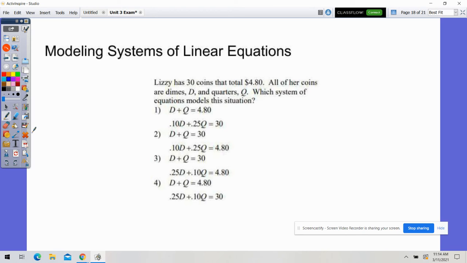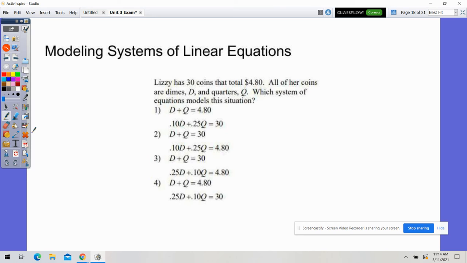Now we're getting on to modeling systems of linear equations. So let's read the following problem. Lizzie has 30 coins that total $4.80. All of her coins are dimes, D, and quarters, Q. Which system of equations models this situation?